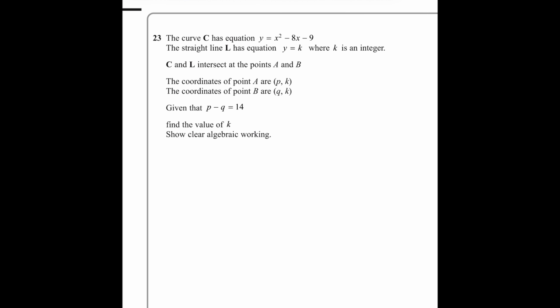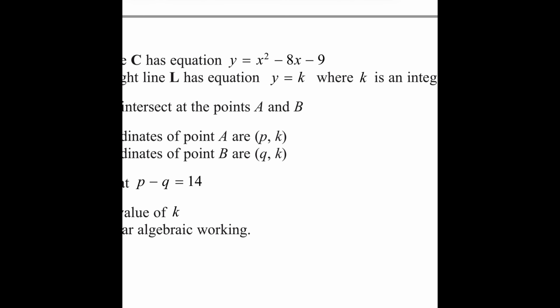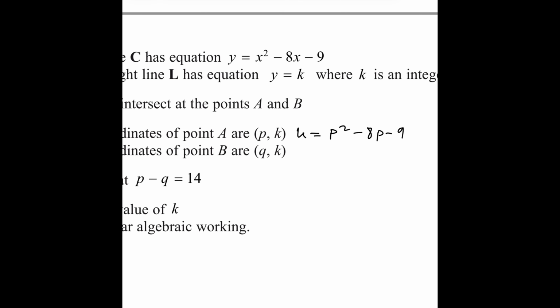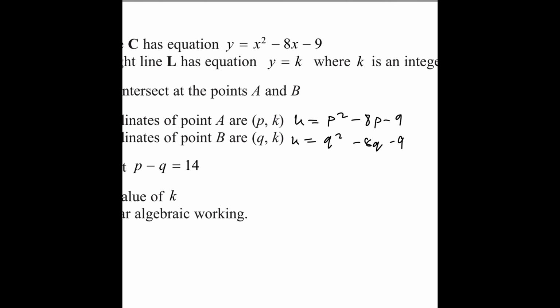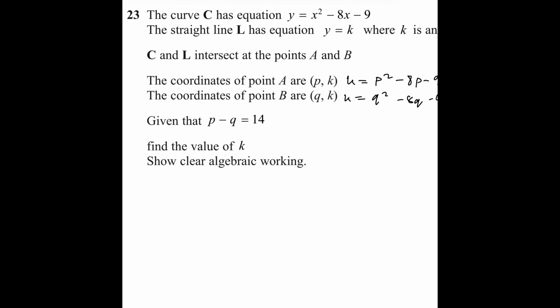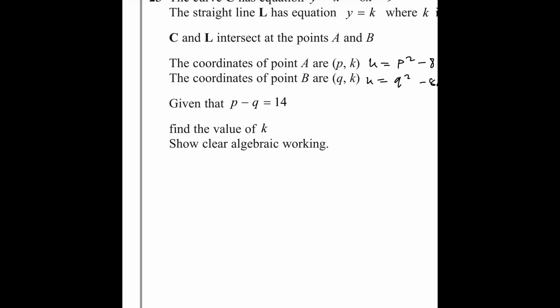So basically, using the equation, we can put it as k equals p squared minus 8p minus 9. But we can also write k equals q squared minus 8q minus 9, correct? Because we're just substituting the values in. But notice how we're given p minus q equals 14, so we can rewrite one of them. So we can write q equals p minus 14.